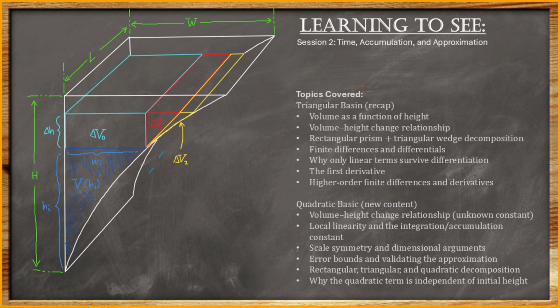Today's topics are on the screen and are bookmarked as YouTube chapters for your convenience. Today, we'll extend our Basin model to quadratic geometry, exploring approximation order, higher order differentials, global accumulation constants, and why polynomial families always enclose fixed fractions of their bounding boxes. Along the way, we'll catch our first glimpses of ideas that eventually led to Taylor series and the Fundamental Theorem of Calculus. I'm excited to have you join me in this class.